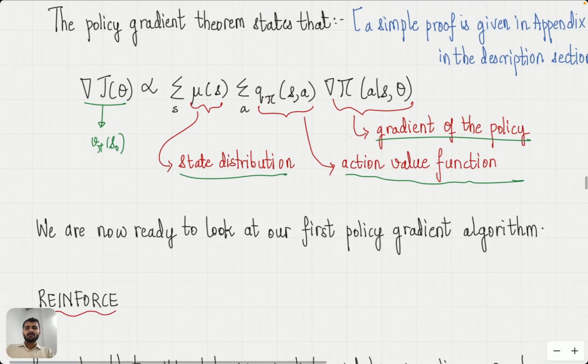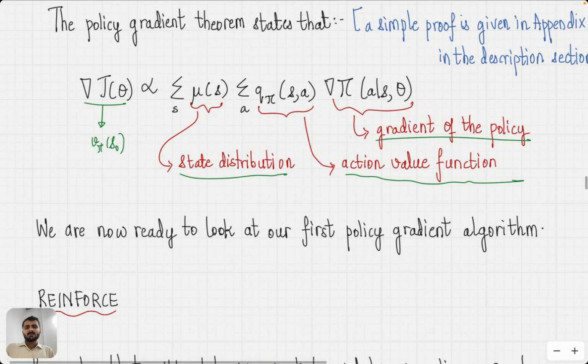In the last lecture, we looked at the policy gradient theorem, which told us that the gradient of the performance measure of the policy is directly proportional to the state distribution, the action value function, and the gradient of the policy. We also saw that this gradient does not involve the gradient of the state distribution itself, which might have been very cumbersome to calculate. And this gives us an easy way of calculating the gradient of the performance measure itself.